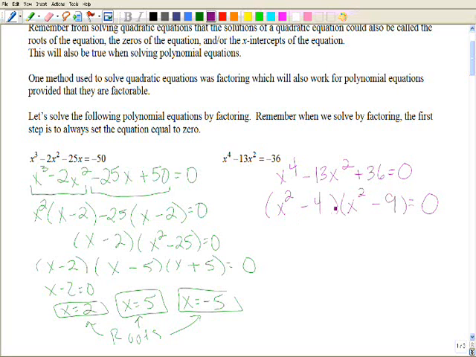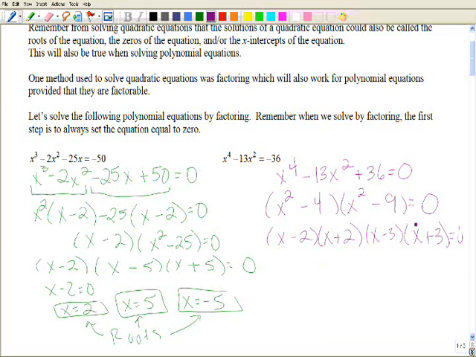So I've got two binomials that are both a difference of perfect squares. So this first term factors into x minus 2 times x plus 2. My second binomial factors into x minus 3 times x plus 3. This is all still equal to 0.